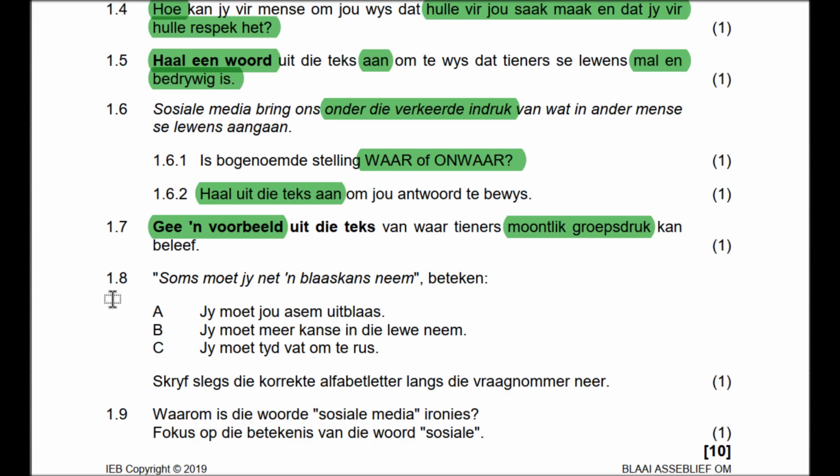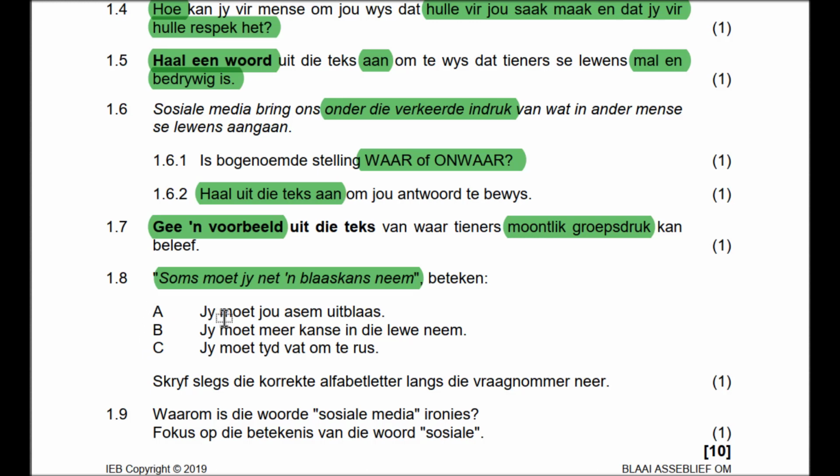1.8 Soms moet jy net blaaskans neem. So they've given you a quote here. En wat beteken dit? Beteken is mean. So what does this particular quote mean? And they've given you A, B or C as an option.